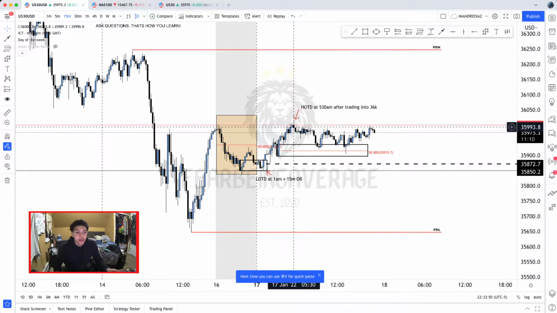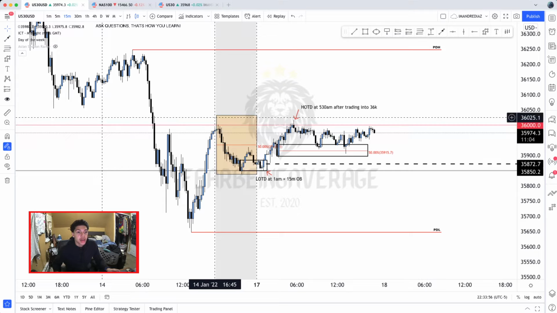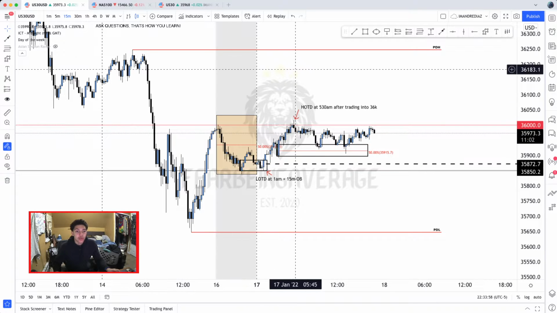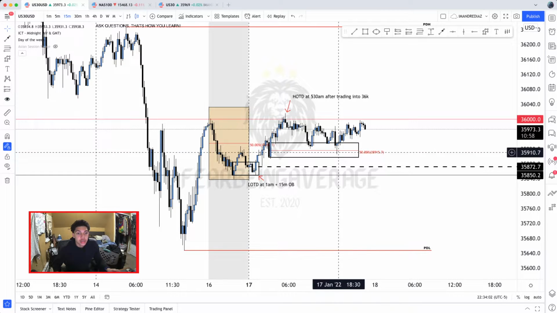Price cleared it. And what did we also do? We also cleared this high over here. This wasn't the high of the Asian session because we did have this wick, but it did clear these highs right here. And then from there, price came back lower, traded into this Asian session.